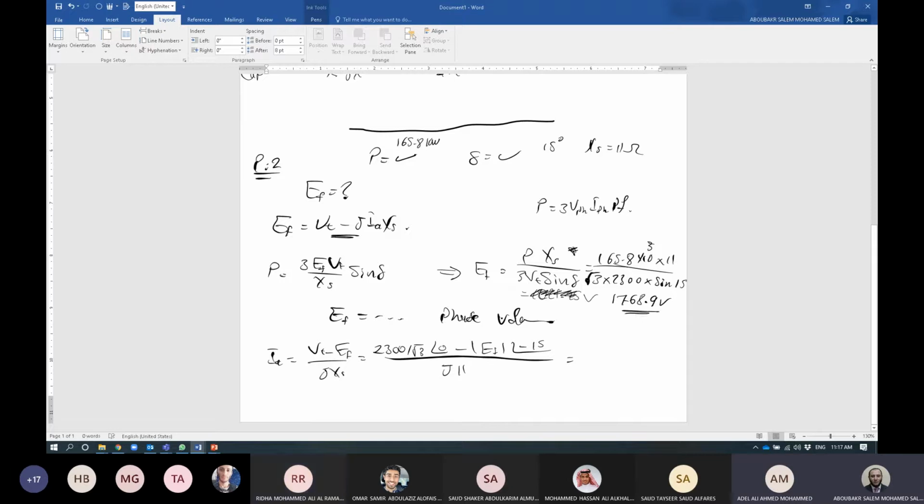When we substitute here, we get 54 angle 39, minus angle minus 15, over 11J. So the current is 54, right? Yes. 0.13 angle 39.7. It's positive.